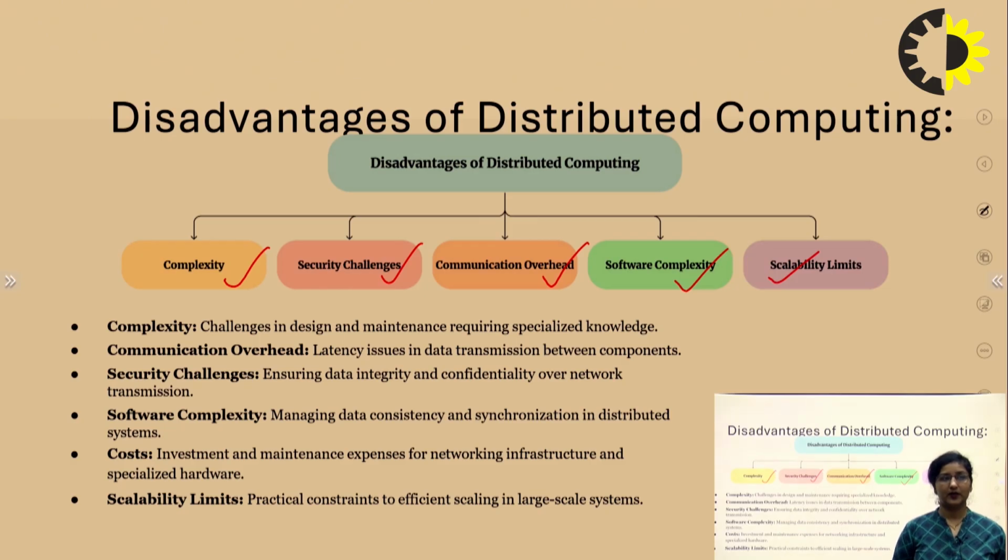Communication overhead: latency issues are there when data is being transmitted between the components. Security challenges: because the data is being transmitted over the network, we must ensure data integrity and confidentiality over network transmission. Software complexity: managing data consistency and synchronization in distributed systems. The cost: investment and maintenance expenses for networking infrastructure and specialized hardware. Scalability limits: practical constraints to efficient scaling in large-scale systems.